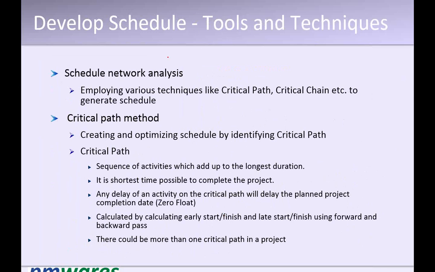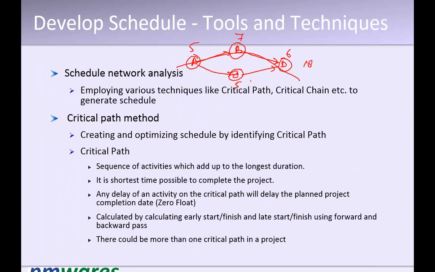Something like this: this is A, this is B, this is C, and this is D. Your network diagram is like this. This is 5 days, this is 6 days, this is 7 days, and this is 5 days. So what is the critical path? 5 plus 7, because this is the longest path. This becomes the critical path. So 5 plus 7 plus 6 becomes 18.